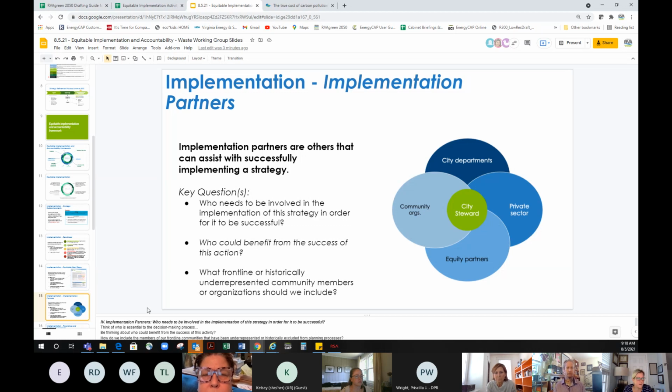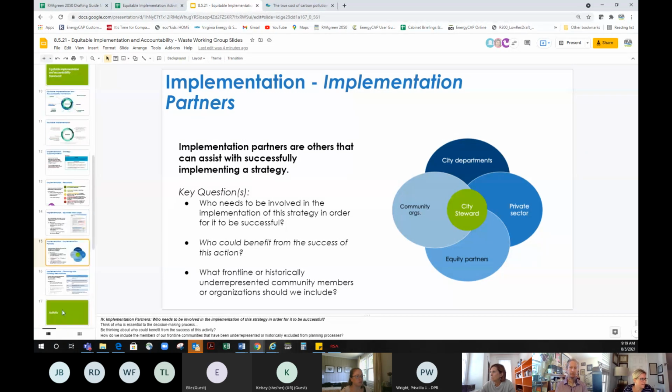So we want to be thinking about city departments. We want to think about community organizations, and any private sector. A lot of times that's helpful, of course, with sponsorships and partnerships, when we consider any private sector representatives. And then equity partners is giving it that extra lens of those communities that we want to include in the conversation. So that's the implementation partners.